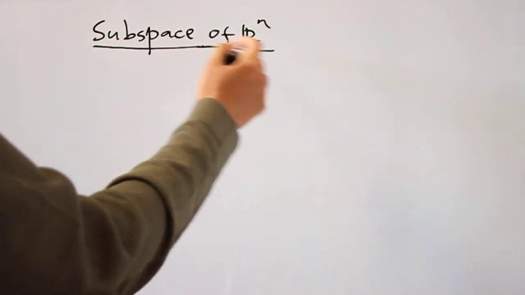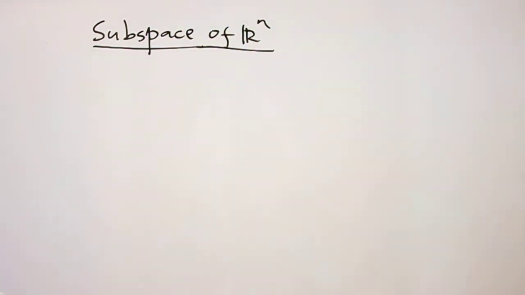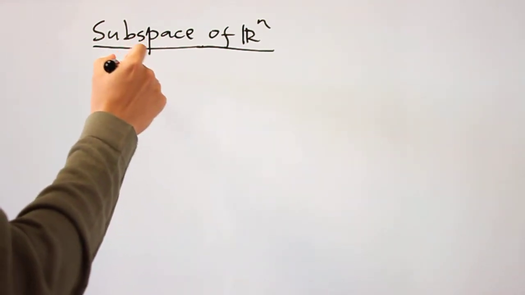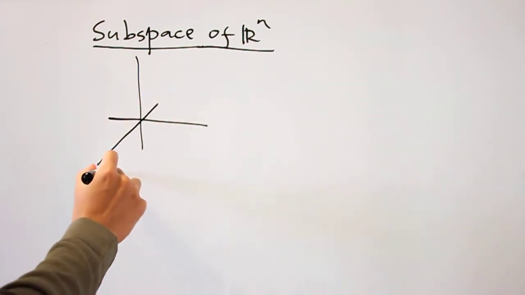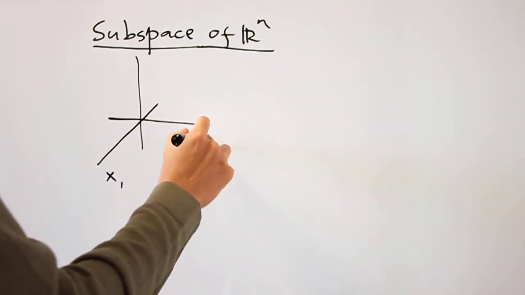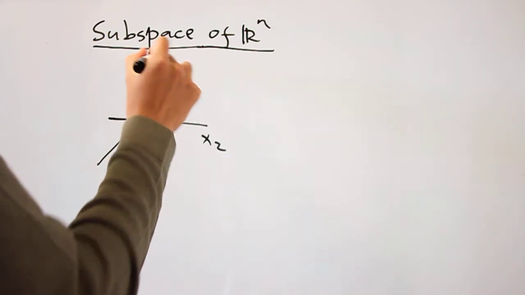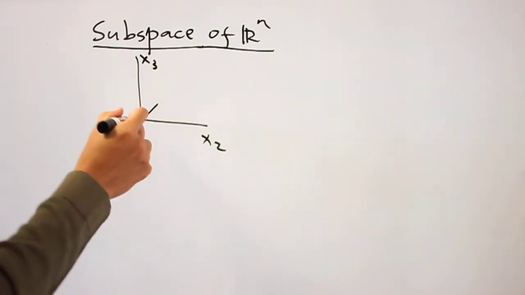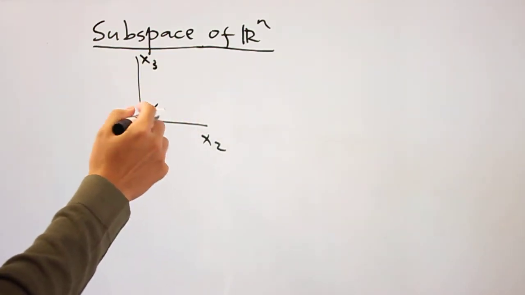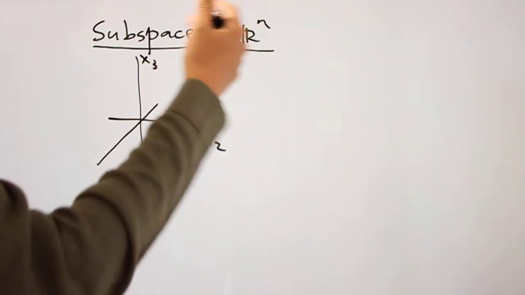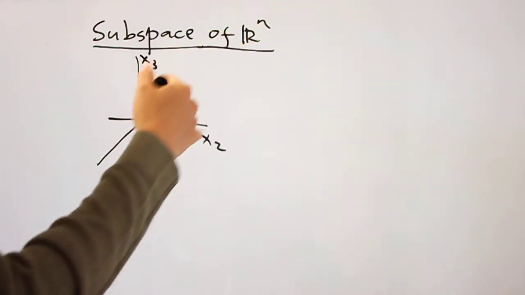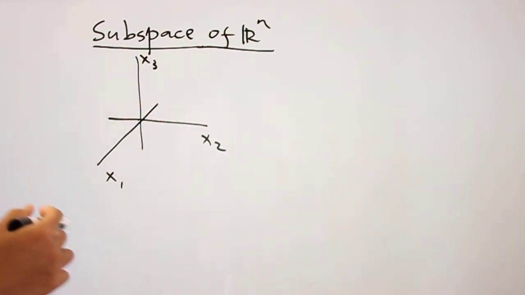So, subspace of Rn: intuitively, what does it mean to be a subspace of Rn? Say you have a 3D space. Then a subspace is another Rm of a lower dimension within this Rn.